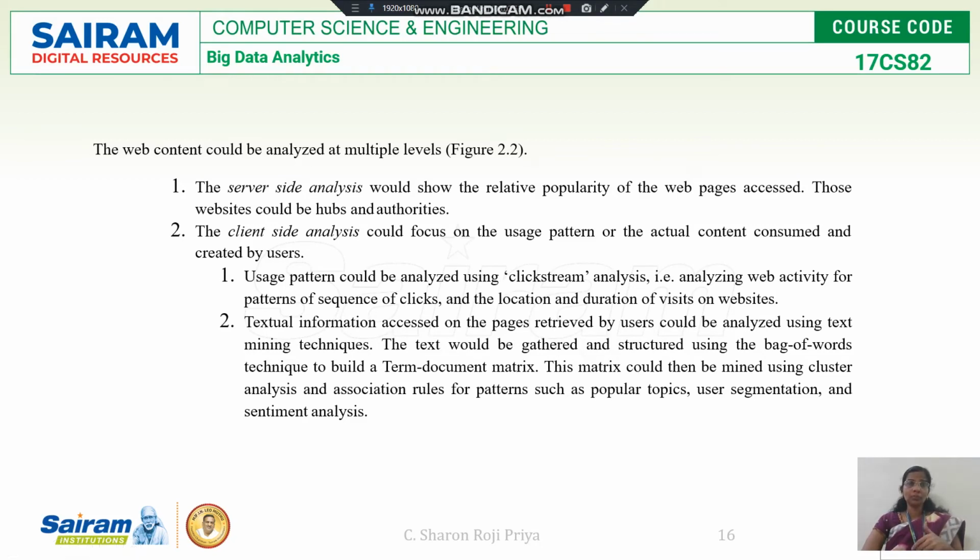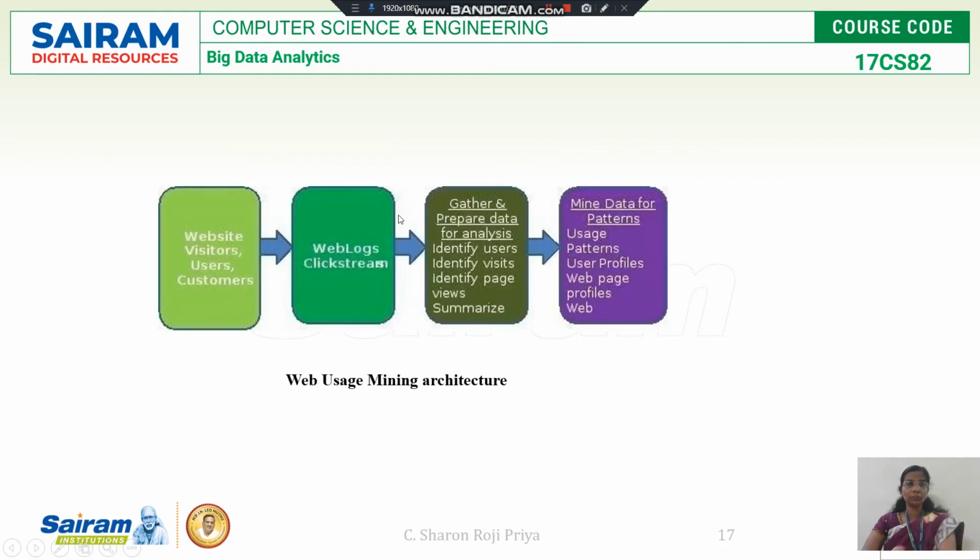Clients, right, on which topic they are doing more searches? To find the most popular topics, I can use text mining and retrieve the most popular topics searched or visited by the users. Clear? So client side focuses on the content and the server side focuses on the structure. When I say structure, it is about hubs and authorities.